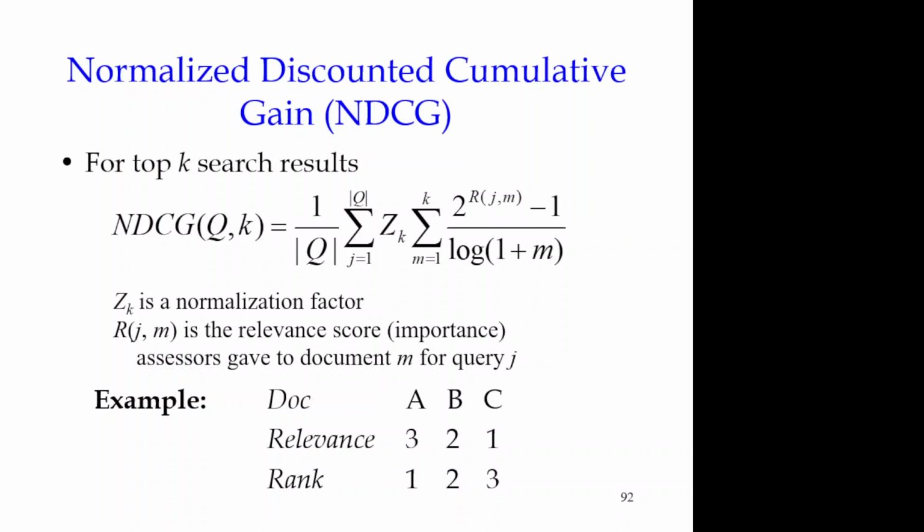So here is the equation. In these equations you can see Q is the number of your queries. And Z_K is a normalization term, which can be calculated according to your ground truth table. We just focus on the final term, which shows how the NDCG is calculated. So let's give an example of how to calculate it.